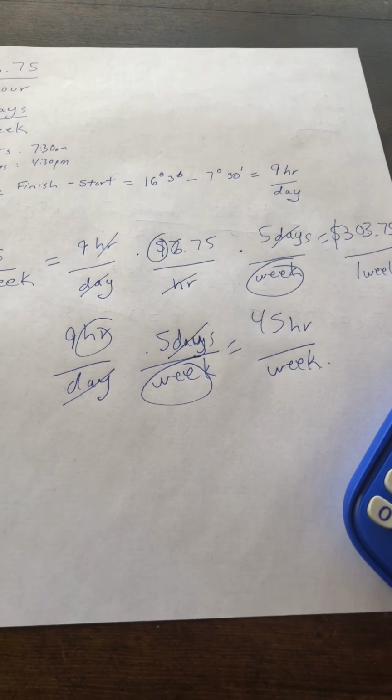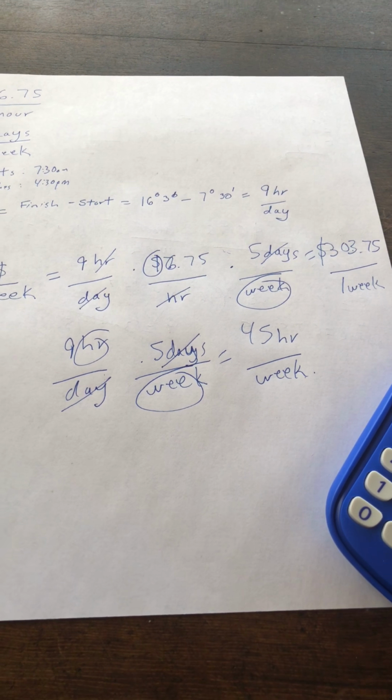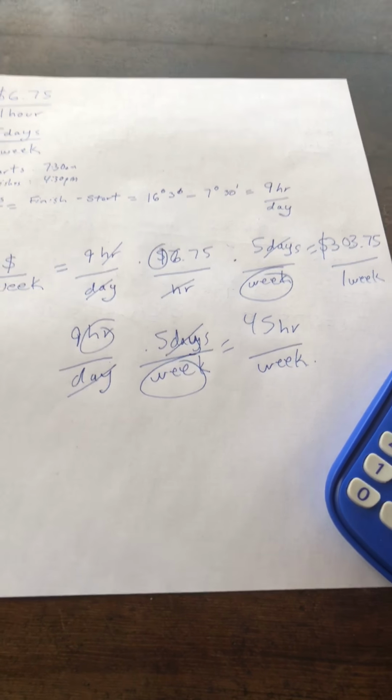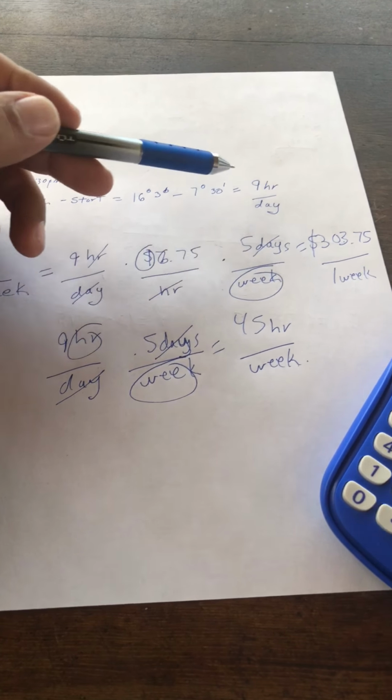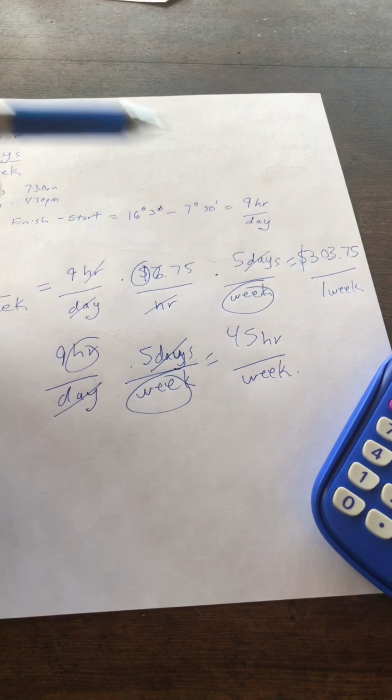So that's all the important information about this good calculator practice problem. Matt works 9 hours a day. He makes $303.75 per 1 week, and he works 45 hours per week.